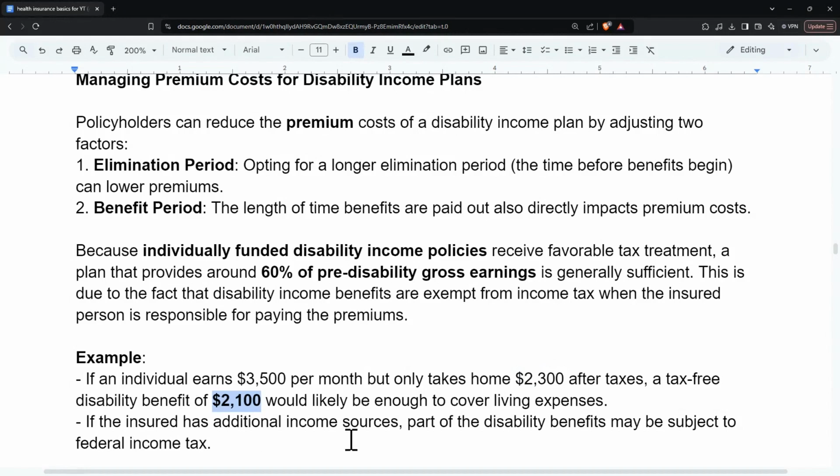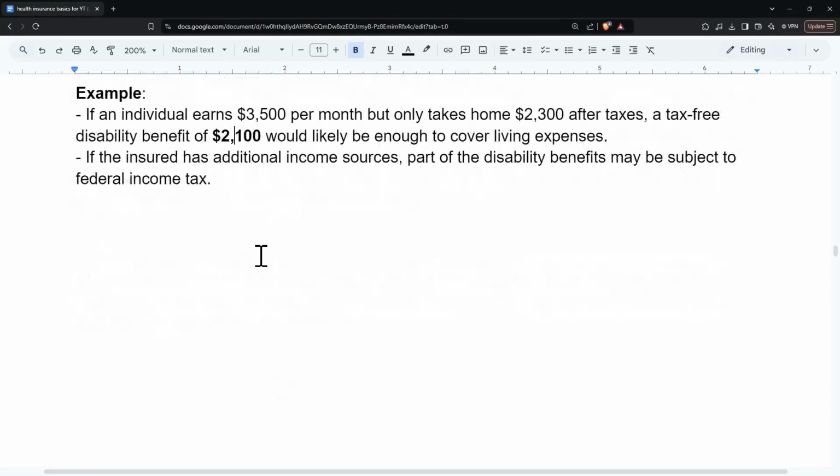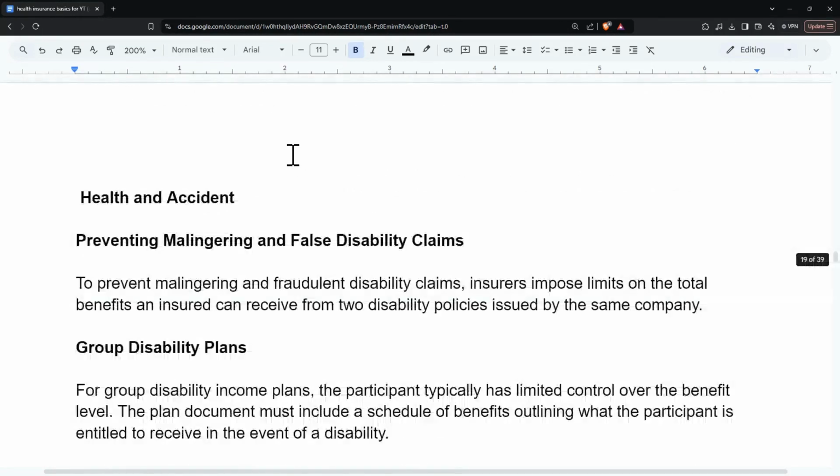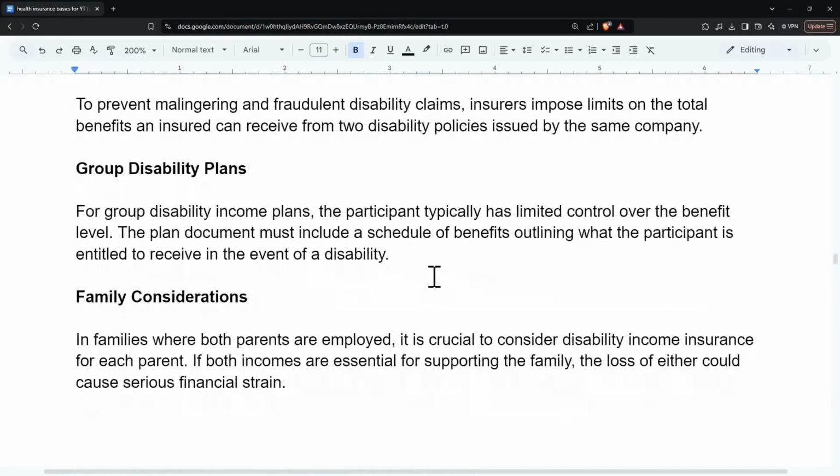So if they get a tax-free $2,100, that's pretty close to the same. Okay. If the insured has additional income sources, part of the benefits may be subject to federal income tax. A lot of people don't have other sources, but if they do, part of that benefit might be subject to federal income tax. Okay.